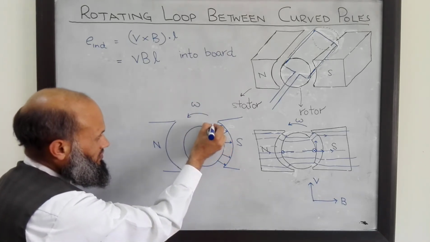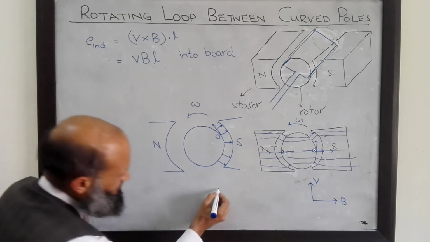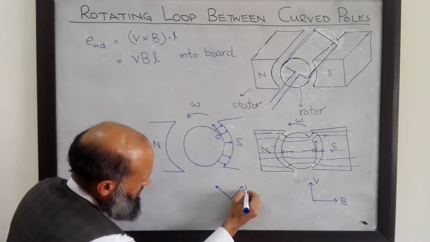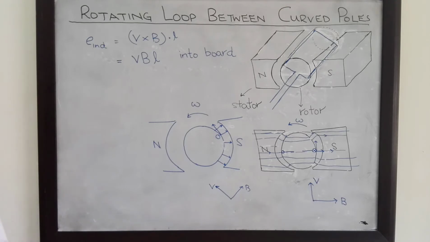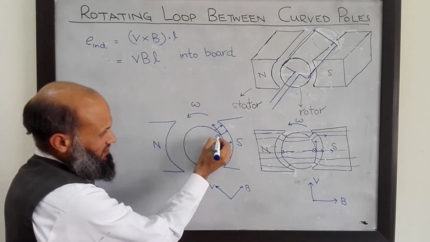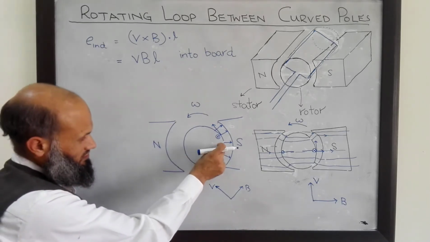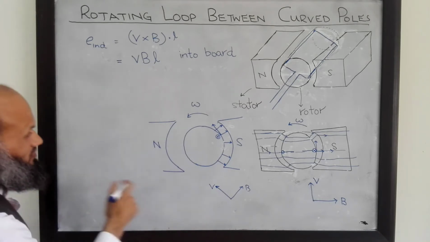Linear velocity V is always tangent to this surface. So again, what is the direction of V? This is the direction of V, and this is the direction of B. V is still perpendicular to B, so V cross B is simply V multiplied by B, and its direction is still into the surface of the board. That is, the direction of current can be denoted by this cross. So until this conductor is here, its voltage induced is given by the same expression.